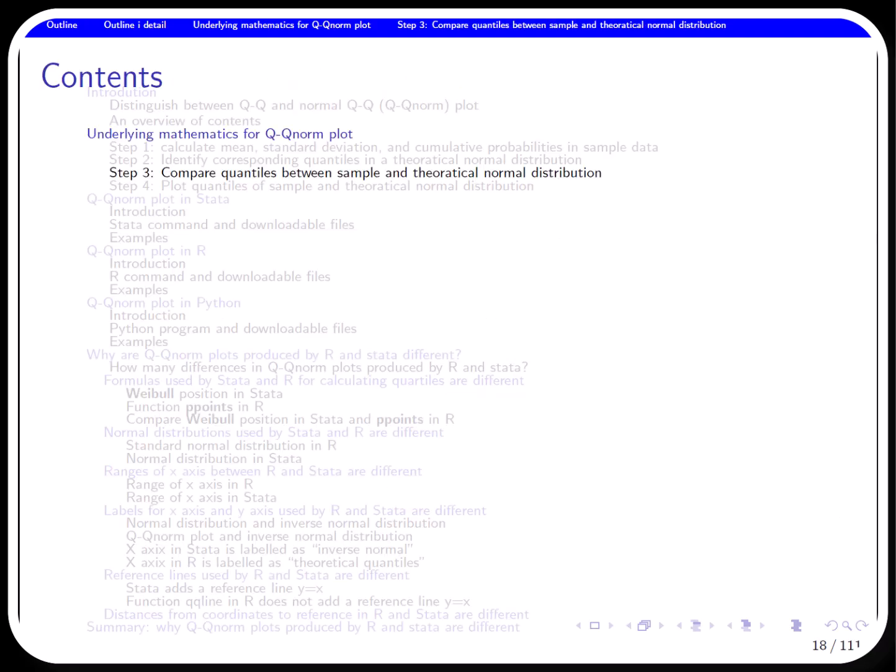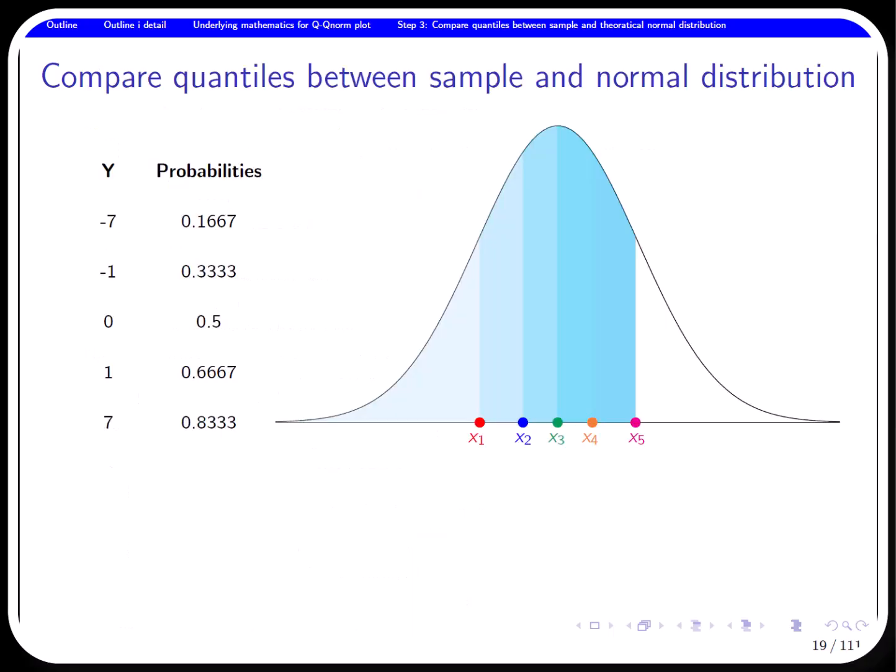Step 3. Compare quantiles between sample and the theoretical normal distribution. The left side is the sample data with the cumulative probabilities. The sample data can also be viewed as sample quantiles corresponding to the cumulative probability. On the right side, x1, x2, x3, x4, x5 are the quantiles in the theoretical normal distribution. Therefore, x1, x2, x3, x4, x5 are also theoretical quantiles. We can compare sample quantile with theoretical quantile.